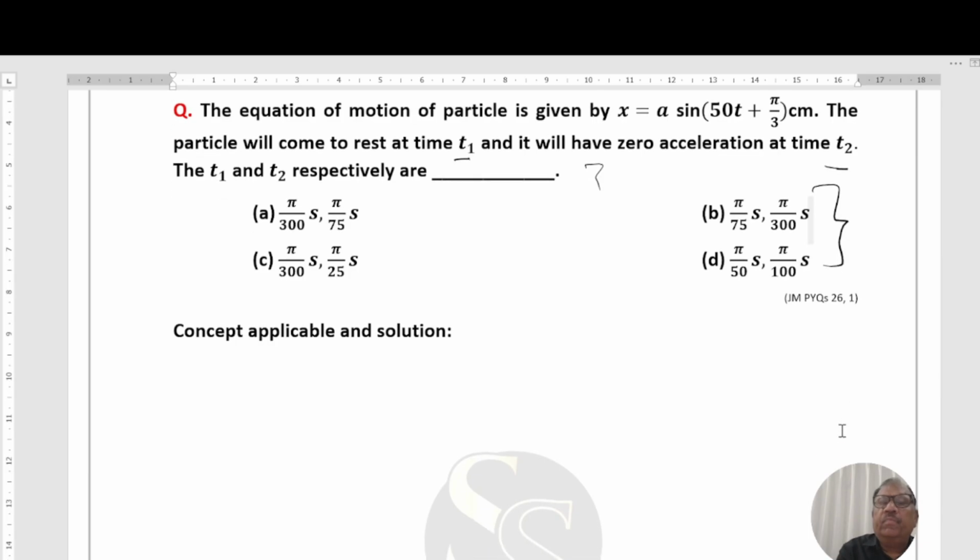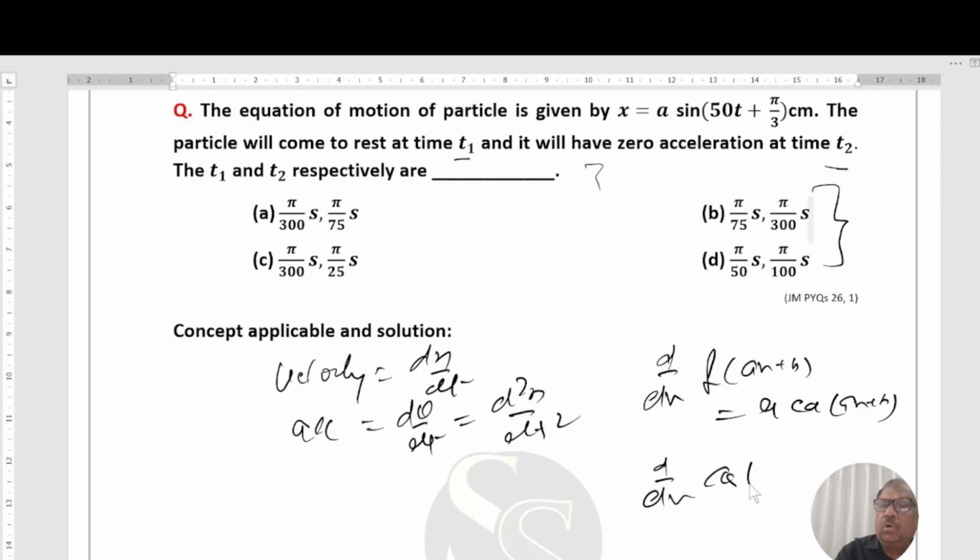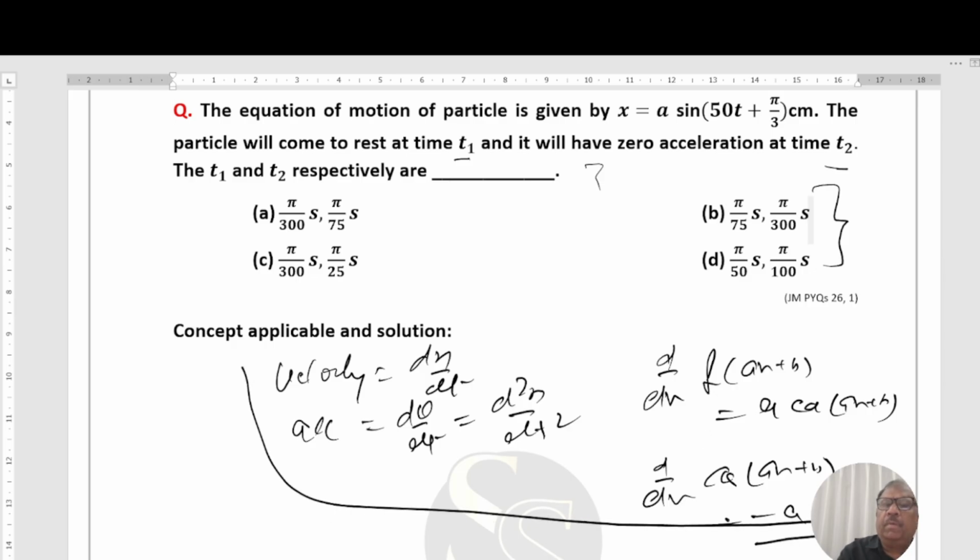Concept applicable and solution. Velocity is dx by dt and acceleration is dv by dt, or you can say d square x over dt square. And dy dx of sine of ax plus b is a cos of ax plus b, and dy dx of cos of ax plus b is equal to minus a sine of ax plus b. These concepts will be applicable in this question.